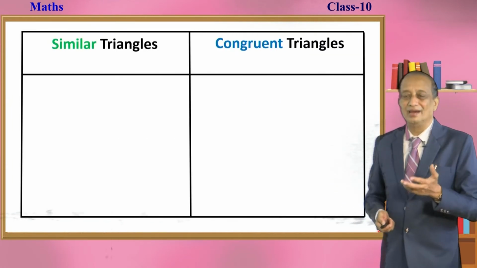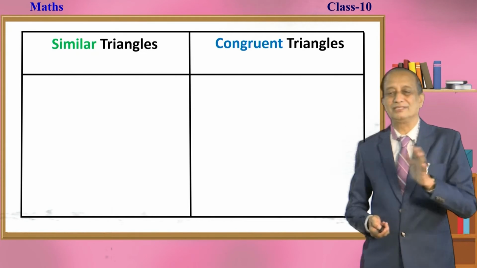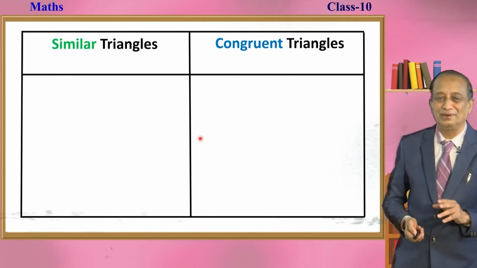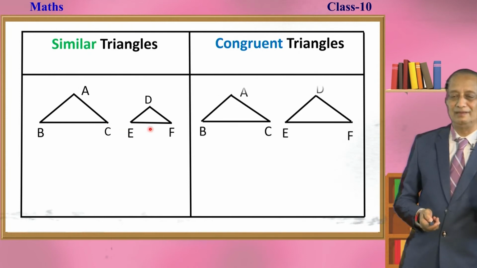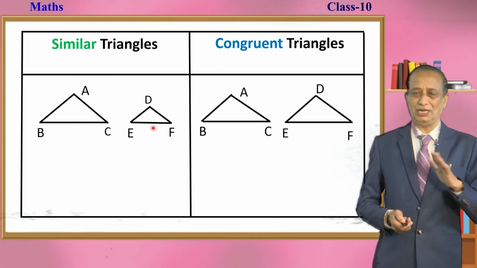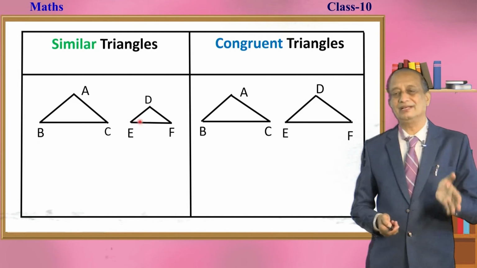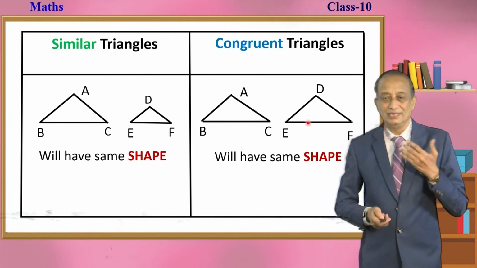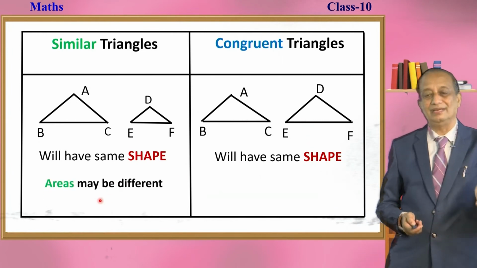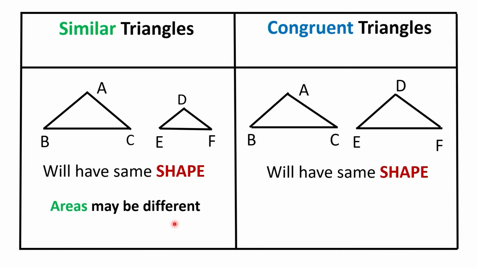Here is a brief comparison between similar triangles versus congruent triangles. Okay, study the shapes first, children. In both the cases, shapes are same. Similar triangles, congruent triangles, they will have the same shape. In similar triangles, the areas may be different or areas may be same, but in congruent triangles both the triangles will have same area.